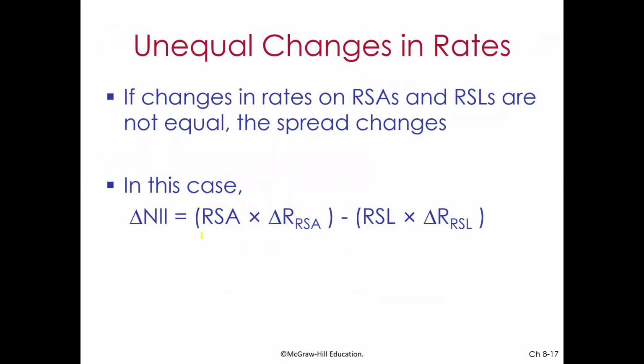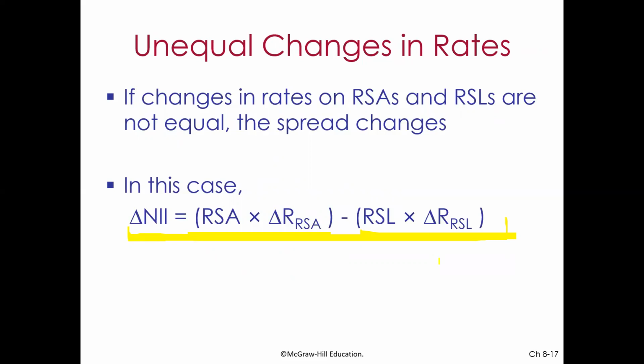We need to use this model, where this is rate sensitive assets multiplied by the change in interest rate on the rate sensitive assets, and this is rate sensitive liabilities multiplied by the change in interest rate on rate sensitive liabilities. And then we find out the effect on net interest income. So the bottom line is, to find out the effect of interest rate change on net interest income, we first calculate the gap and multiply it by the change in interest rate when the change is symmetric for both assets and liabilities. However, if the interest rate change is asymmetric for assets and liabilities, we use this model.